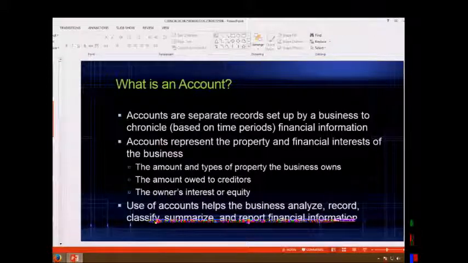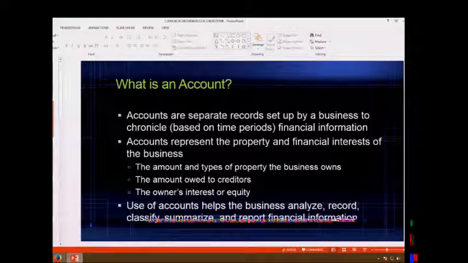Okay, accounts represent the property and financial interest of the business. So that goes back to our accounting equation, right? Remember the accounting equation, the left-hand side is the property, the right-hand side is the financial interest. We've already talked about that, nothing new there, okay? It talks about the amount and types of property we own, how much we owe, and how much interest or equity the owner has, right? So that's straight out of chapter 1, chapter 2, nothing new there.